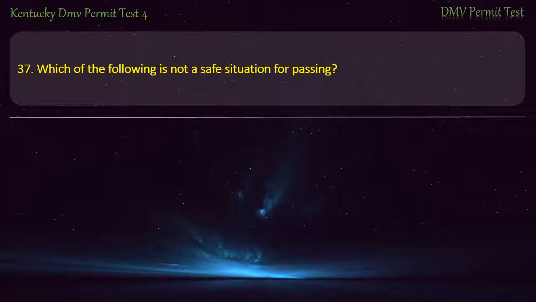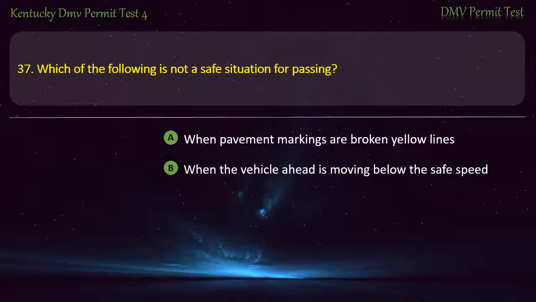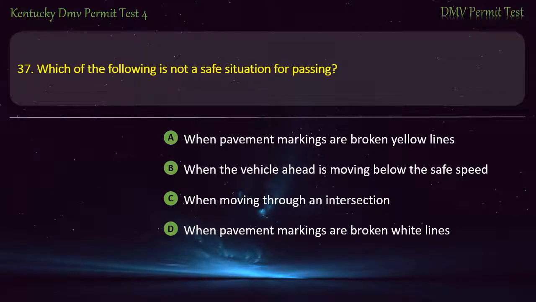Question 37. Which of the following is not a safe situation for passing? When pavement markings are broken yellow lines. When the vehicle ahead is moving below the safe speed. When moving through an intersection. When pavement markings are broken white lines. Answer. When moving through an intersection.